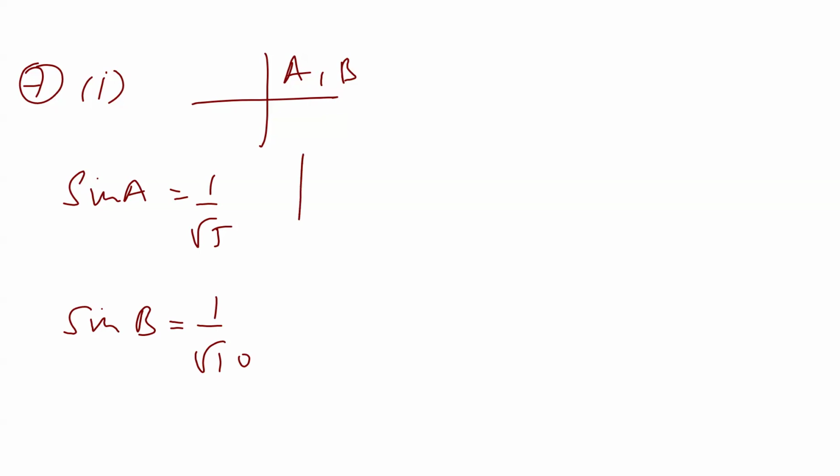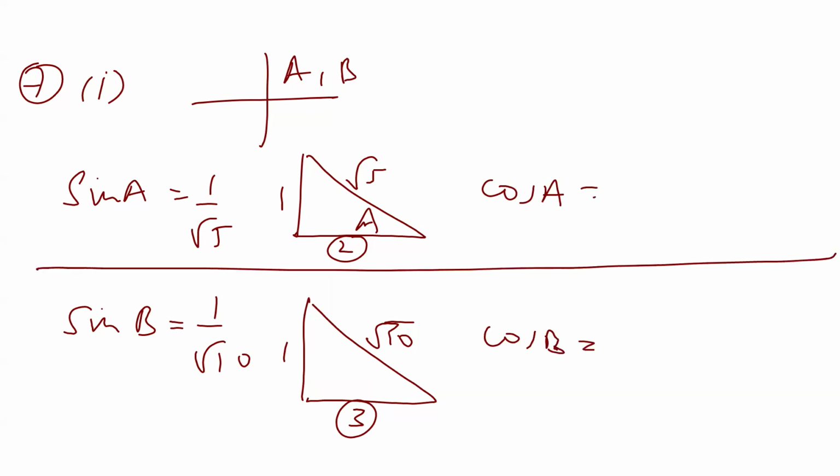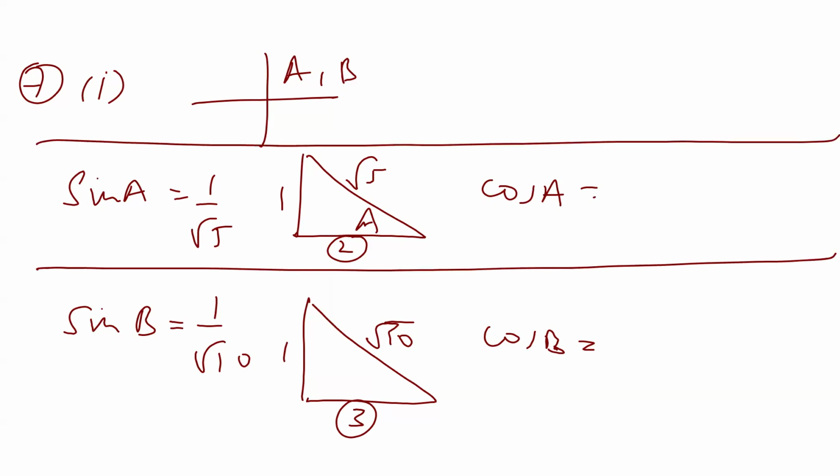So now this is A, this is 1 and this is root 5, opposite upon hypotenuse. So by Pythagoras theorem, this will be 2. And this is 1, this is root 10. So by Pythagoras theorem, this will be 3. So cos A and cos B I'll just calculate. Both will be positive because A and B are acute: 2 by root 5, 3 by root 10.